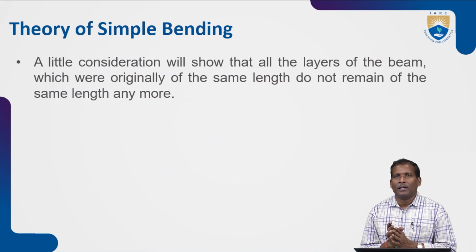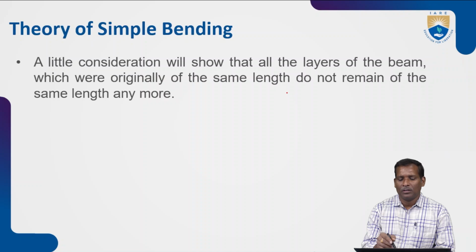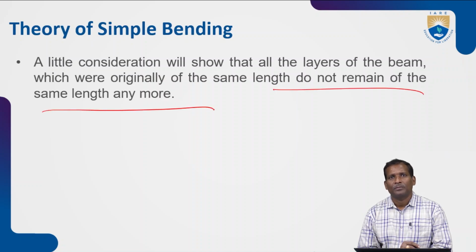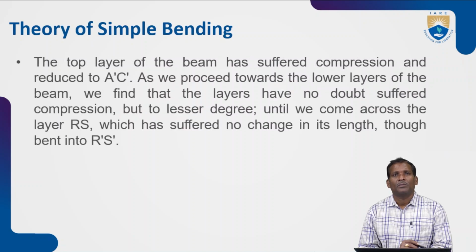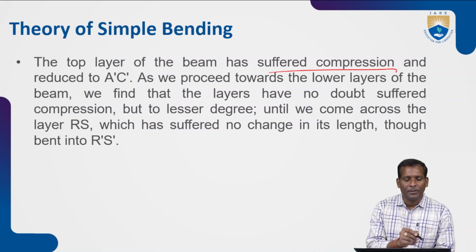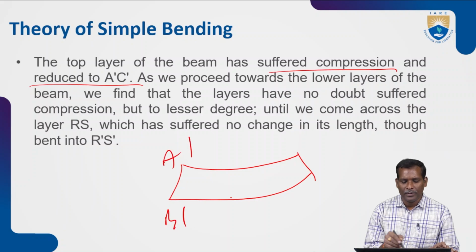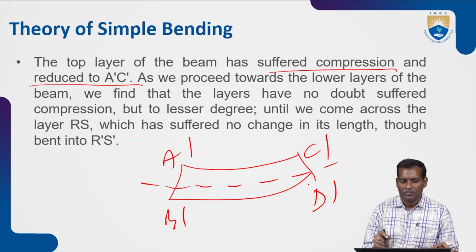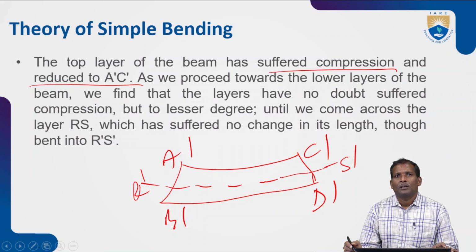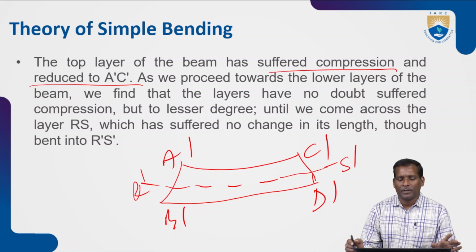A little consideration will show that all the layers of the beam which were originally of the same length do not remain of the same length anymore. This is a consideration while deriving the pure bending theory. The top layer of the beam has suffered compression, as I already told you, and is reduced to A dash C dash, with B dash D dash the lower layer.